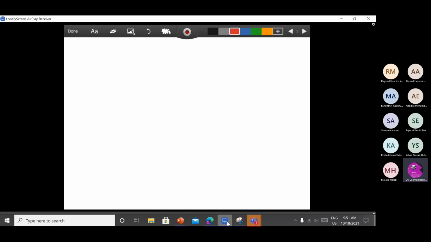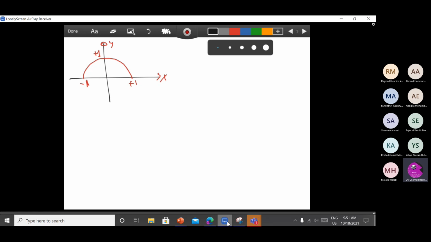First of all, the upper half of the unit circle. I have -1, +1, and here +1. I have only the upper half, so I got this one. This is x squared plus y squared equal to 1. Because it is the upper half, y is greater than or equal to 0. So this is my C. I graph this one.